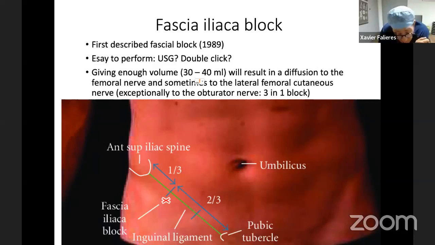And I will encourage you to give this block when you have a needle which is not so sharp, so that you can feel the different fascias. It works definitely good. But it's a high volume block. It's one of the fascial plane blocks we will speak about later today.